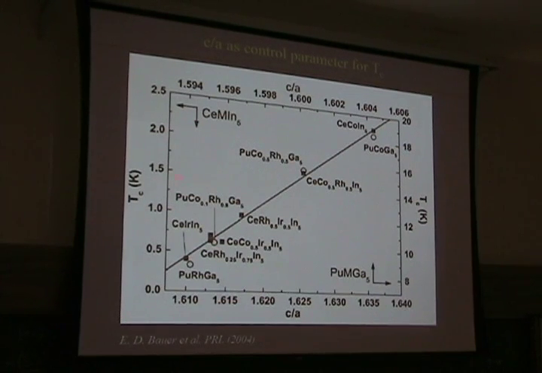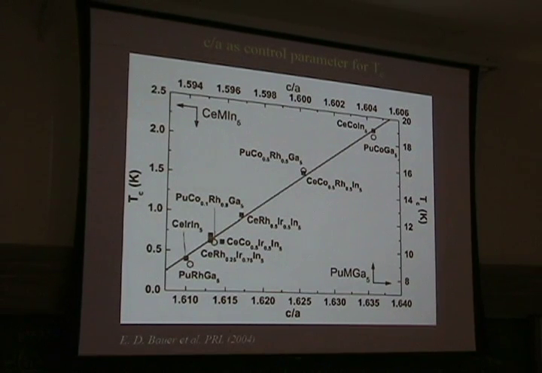Here, the plutonium has 18 Kelvin TC. It's one order of magnitude larger. Despite that, if you look at the slope, delta TC over delta C over A, they have the same slope. That's really peculiar. So if you normalize somehow the data of plutonium, you can put it over the data of cerium and have the same silver A slope.